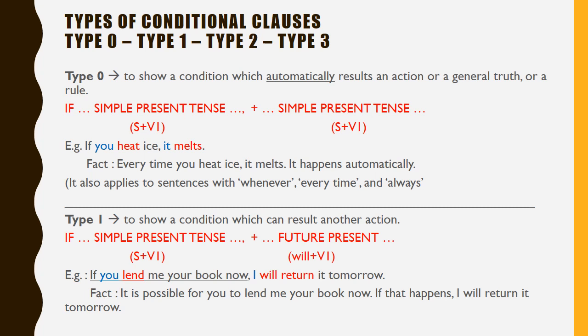Type 1. It is used to show a condition which can result in another action. The structure is if simple present tense combined with future tense, or subject verb 1 combined with will verb 1. For example, if you lend me your book now, I will return it tomorrow. The fact is, it is possible for you to lend me your book now. If that happens, I will return it tomorrow.